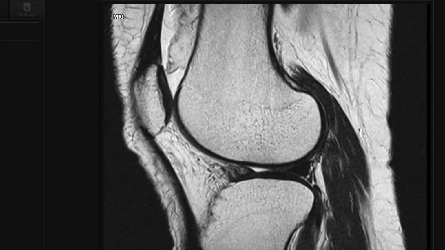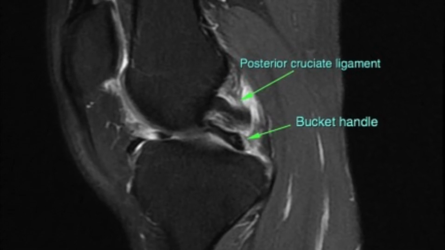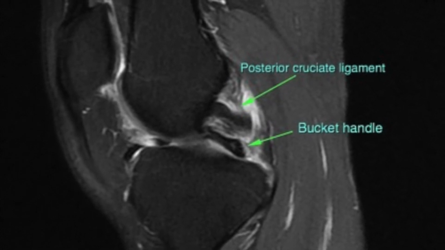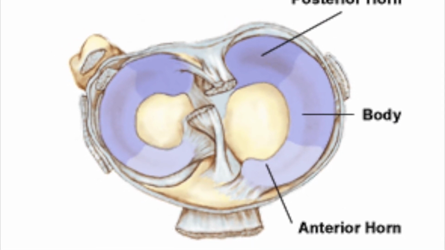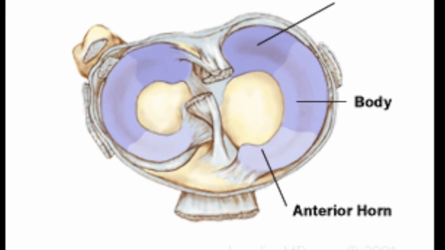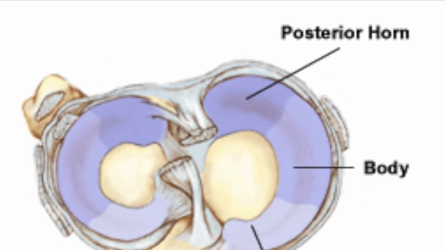Location of the tear. In addition to describing the type of tear, most MRI and surgical reports will describe the location of the tear. Tear locations include: anterior horn tears are less common and located in the front of the meniscus. Posterior horn tears are much more common and located in the back of the meniscus.